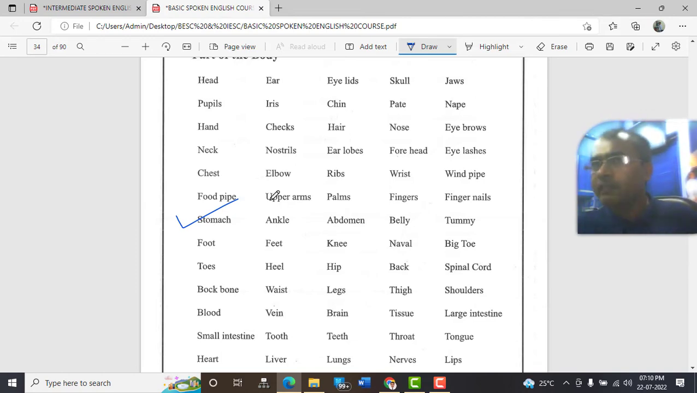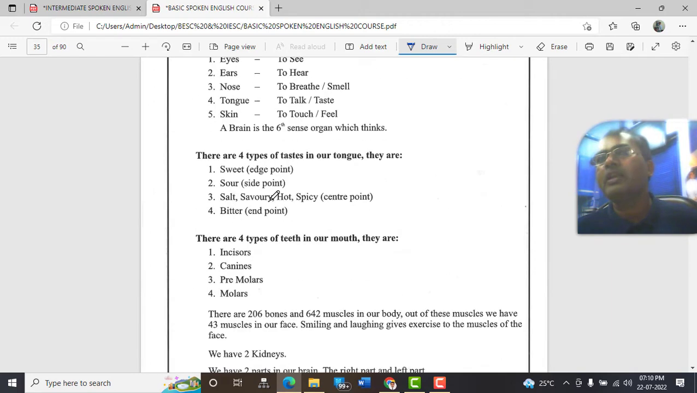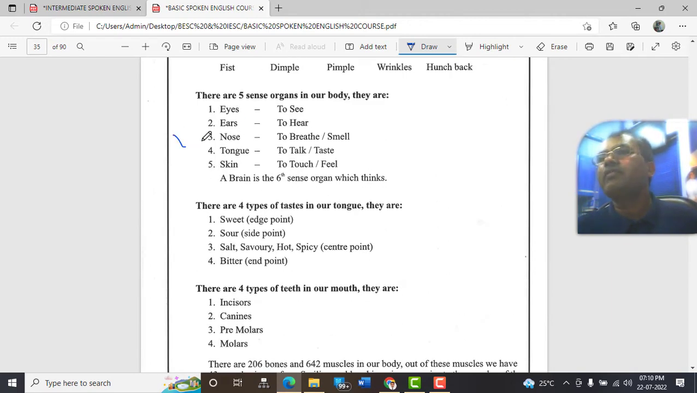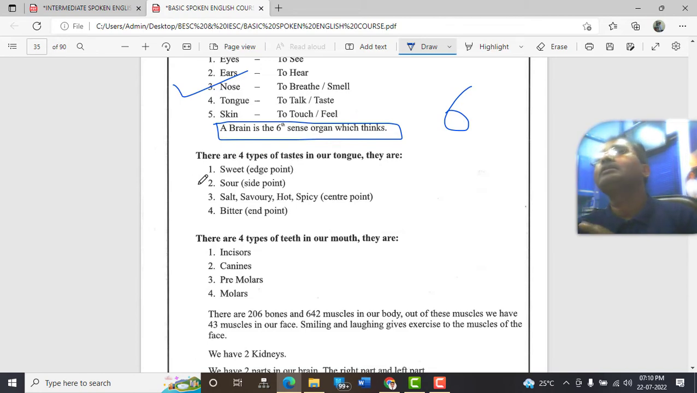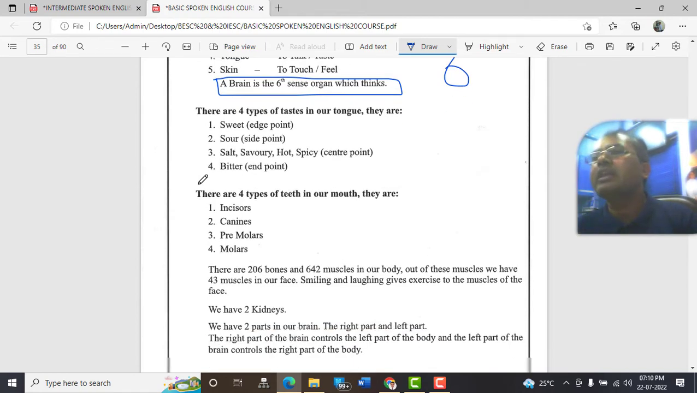Okay, so we will be speaking about that, and it is very important that you know the five sensory organs and the sixth sense organ. The brain is called the sixth sensory organ. It's important. See, the topics in this are very important.